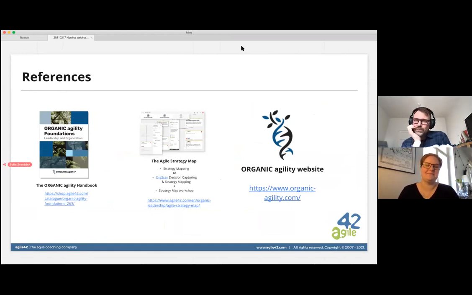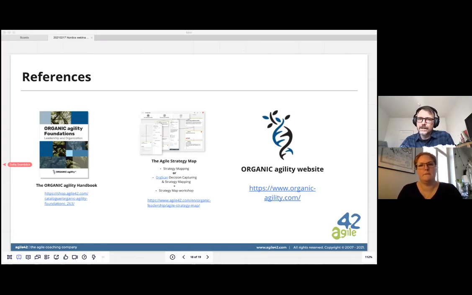In case you want to know more, we have a couple of references, and that's the book, the Organic Agility Handbook. We have the strategy mapping tool. Obviously, you can do it with paper and pen on a wall, post-its on a wall, or you can do it in any kind of Miro like this one. We have run workshops on that one. Or you can use a tool that we have there. And then obviously the Organic Agility website.